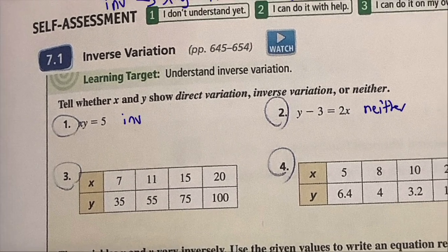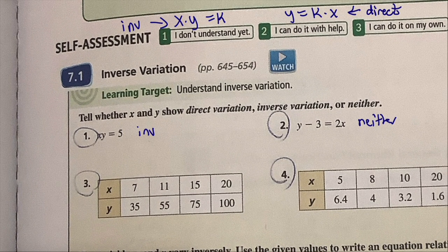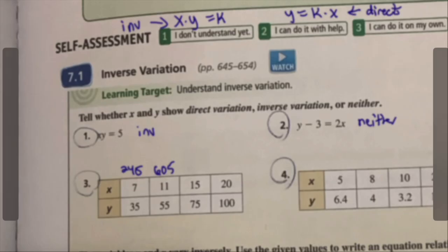Now, if you're given a chart, if the x and y multiply together and give you the same value, then you would consider it an inverse variation. So that's the first thing I would check. What is 7 times 35? So 7 times 35 is 245. Let me write that number down. And then 11 times 55 is 605. Because their multiplication is not the same k, that constant, every time, we definitely know it's not an inverse variation. So it's not inverse.